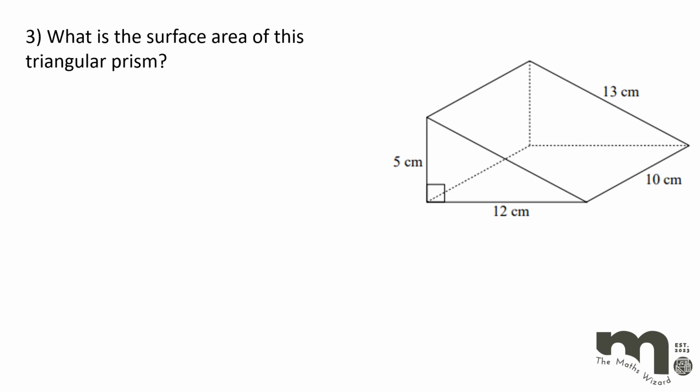So now we're going to have a look at a slightly more complicated example. This time we've not got a cuboid, we've got a triangular prism. These are a bit trickier because you've not got as many faces that are the same size. So it does involve a little bit more work. So why not have a go yourself first, have a look at this shape carefully, and then I'll go through the answer.